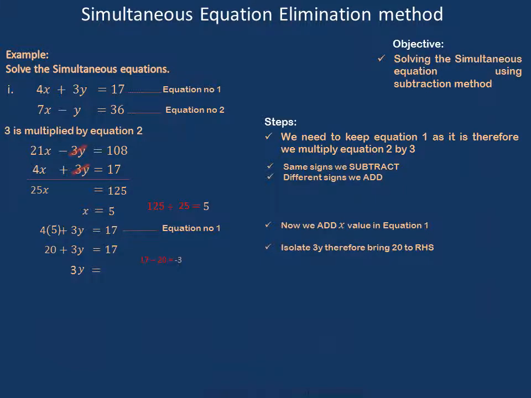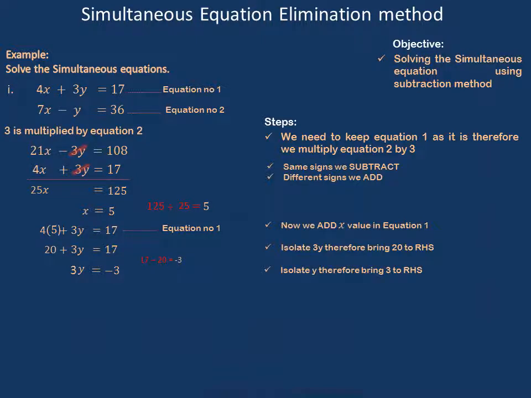Once we bring it, it's going to be 17 minus 20. The value of 20 is going to change to minus. So once you conclude the answer, it's going to be minus 3. Now we have got 3y is equal to minus 3.